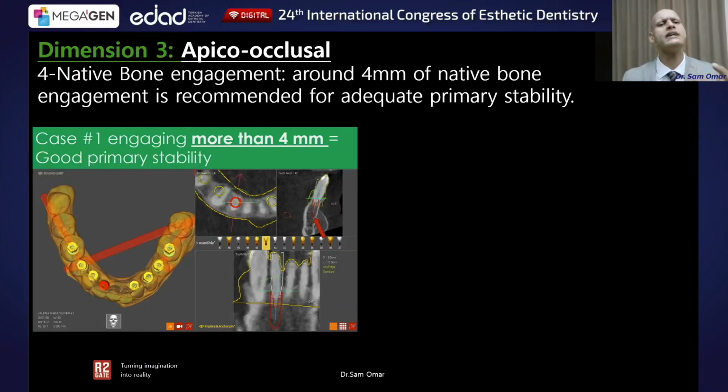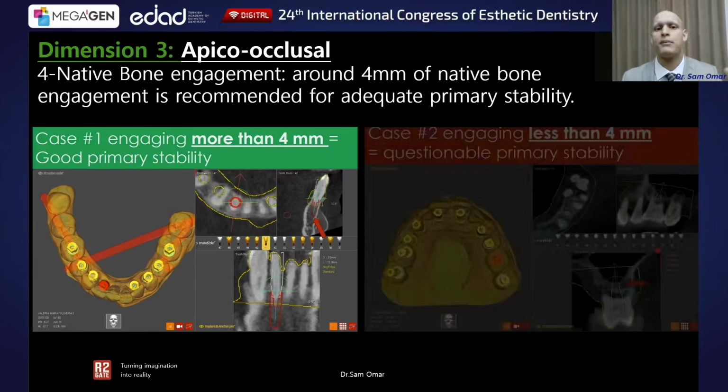So the rule is we need to make sure that we engage at least 4 millimeters for primary stability of the implant, or for good primary stability of the implant. So if you look at the left side of the image, this implant right here that we're placing is a pretty long implant. This is a 13 millimeter implant. See how much of the implant is actually engaging native bone after the extraction socket. If it's more than 4 millimeters, we'll say that this implant will probably have an adequate primary stability.